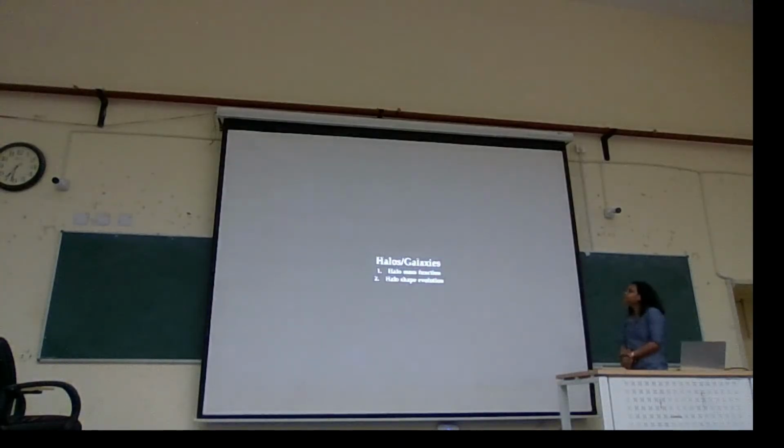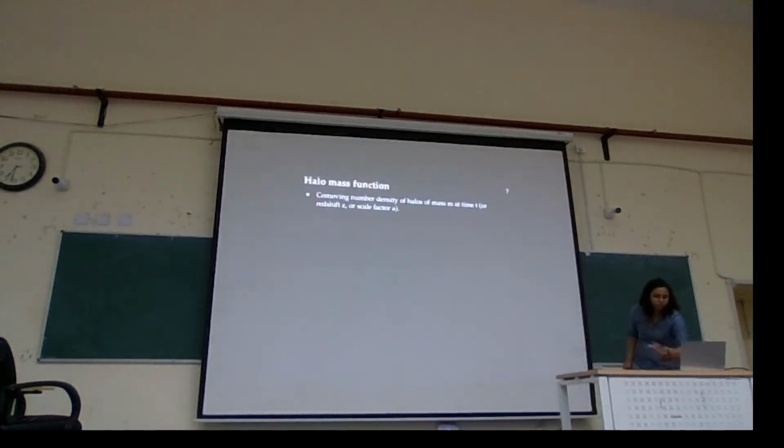So which brings me to my first category of work, the halo mass function and halo shape function. So what is the halo mass function? It is the number density of halos or galaxies as a function of mass and time, or redshift z or scale factor a. So t, z and a can be used alternatively for time. Now there exists a nice theory derivation for this quantity.